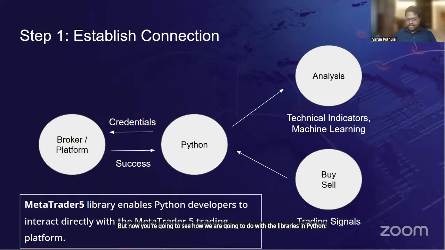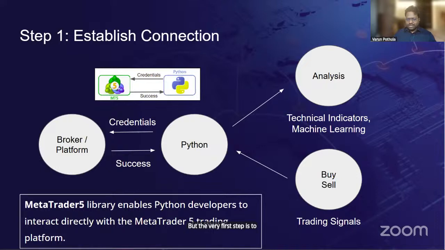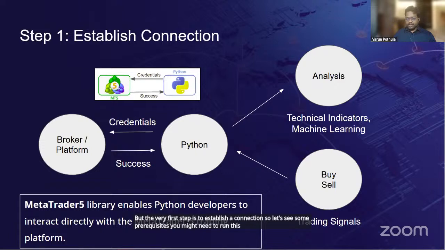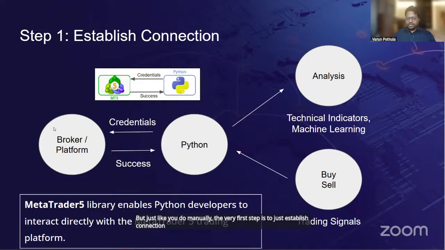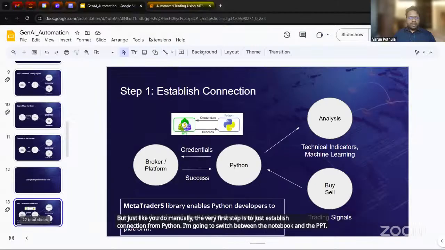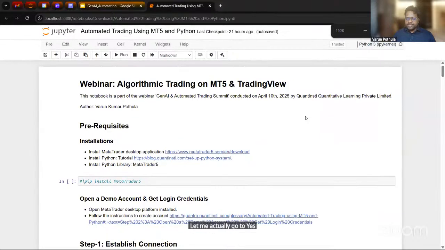So there is a library called MetaTrader5. It generally enables those of us who want to communicate with the broker. You can directly interact with the trading platform. So I'm going to show you how. But the very first step is to establish a connection. So let's see some prerequisites you might need to run this. You would get a recording of this, of course, and also the supporting files I'm going to show now. But just like you do manually, the very first step is to establish a connection from Python. I'm going to switch between the notebook and the PPT. I hope this is clear.